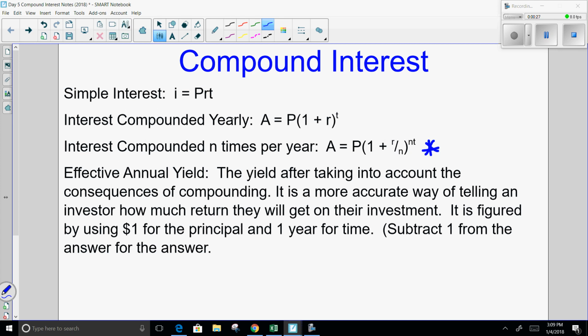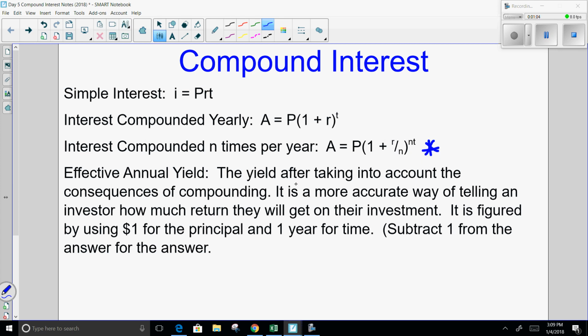Simple interest basically means there's no compounding periods. A compounding period is whenever you calculate interest. Compounded yearly means you only calculate interest one time a year. Compounded n times per year means you're going to calculate it n times per year, which means you could calculate interest once a month. You could calculate it daily. You could calculate it semi-annually. There's lots of different ways you can calculate interest, but we're going to talk about compounding it a certain amount of times per year. So we're going to talk about the compound n times per year formula the most today.